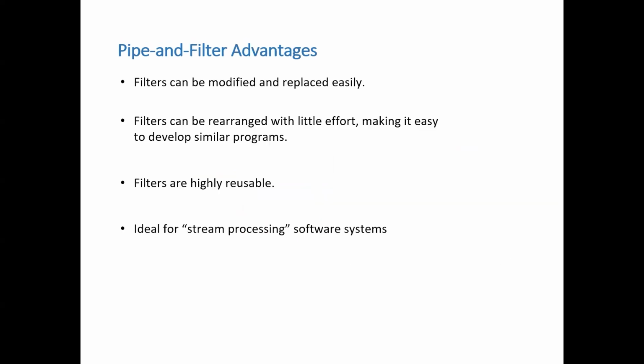Now let's talk about why the pipe and filter architecture is such a powerful pattern in software design. One of the biggest strengths is modularity. Each filter performs a specific task, and because of this isolation, we can easily modify or even replace a filter without touching the rest of the system. Another huge benefit is flexibility. You can rearrange filters to change the behavior of your program. So instead of building a new system from scratch, you can just tweak the order of your filters and get a new result. It's a very efficient way to build variations of the same functionality.